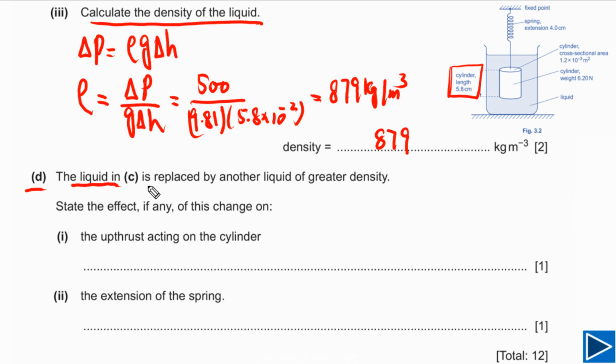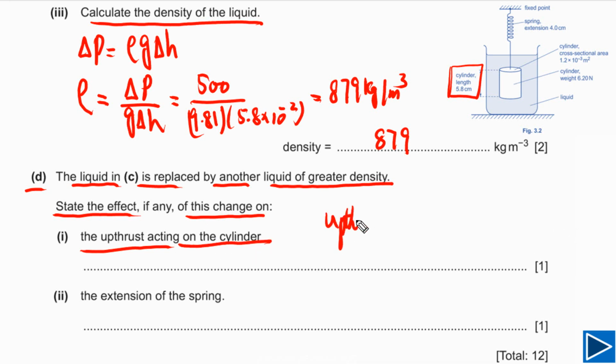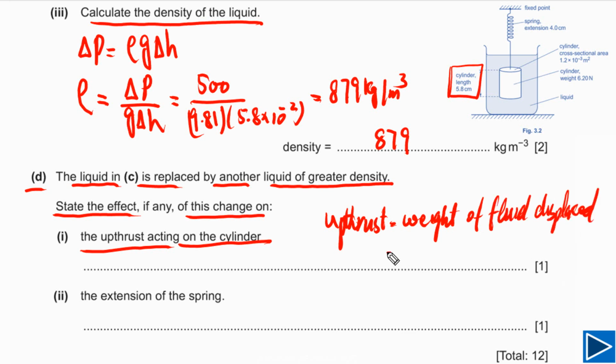For part D, it is given to us that the liquid in part C is replaced by another liquid of greater density. We need to state the effect, if any, of this change on the upthrust acting on the cylinder. First of all, let's try to understand what upthrust is. Upthrust is simply equal to the weight of fluid displaced. Simply we can write down this is equal to rho g times V. Rho in this case is the density of the fluid and V is the volume of the cylinder. So if the density of the fluid increases, it simply means that upthrust will increase. So we can simply write down in this case upthrust will increase if the density of the fluid increases.